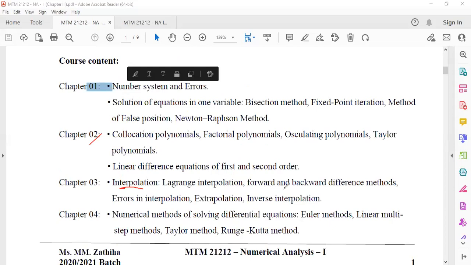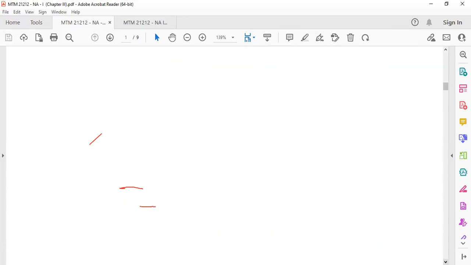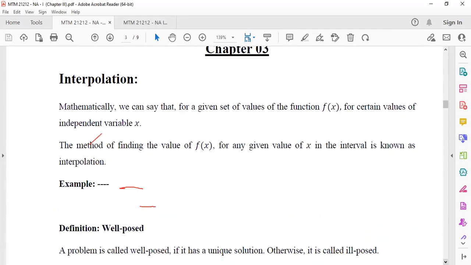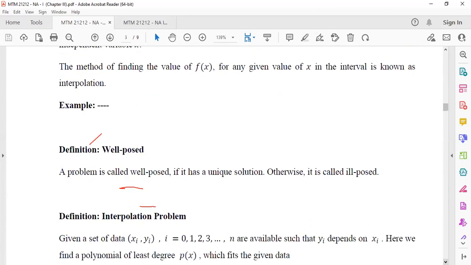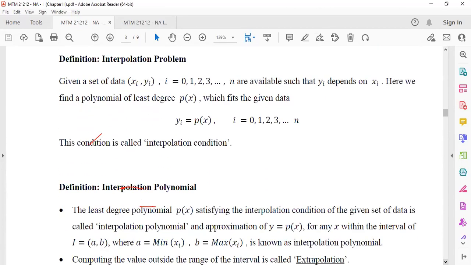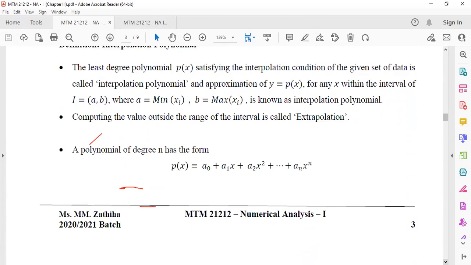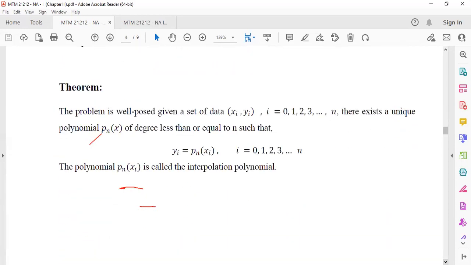Here we have to study forward and backward difference methods, as well as one more method, Lagrangian interpolation, and then extrapolation, inverse interpolation, as well as some error interpolations. In our last lecture we already saw the definition of the interpolation problem, how to make the interpolation polynomial, and one theorem.